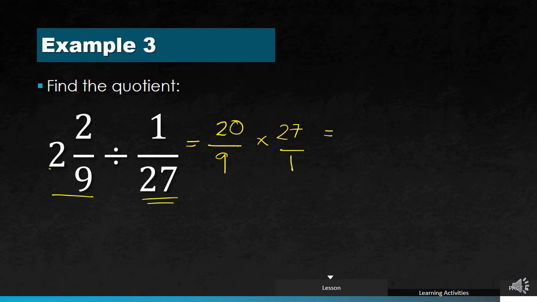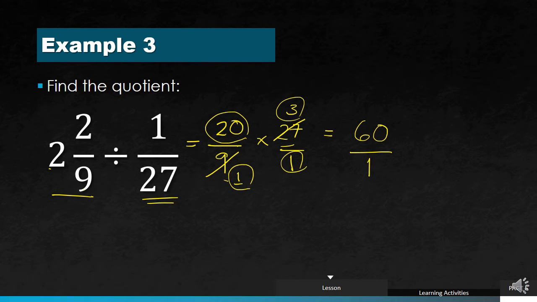Let's try to simplify here first. For 9 and 27, the common factor is 9. So 9 divided by 9 gives you 1, and 27 divided by 9 gives you 3. Then we proceed with multiplication. 20 times 3 gives you 60, over 1 times 1 gives you 1. Again, this gives you a whole number. So the final answer is 60.